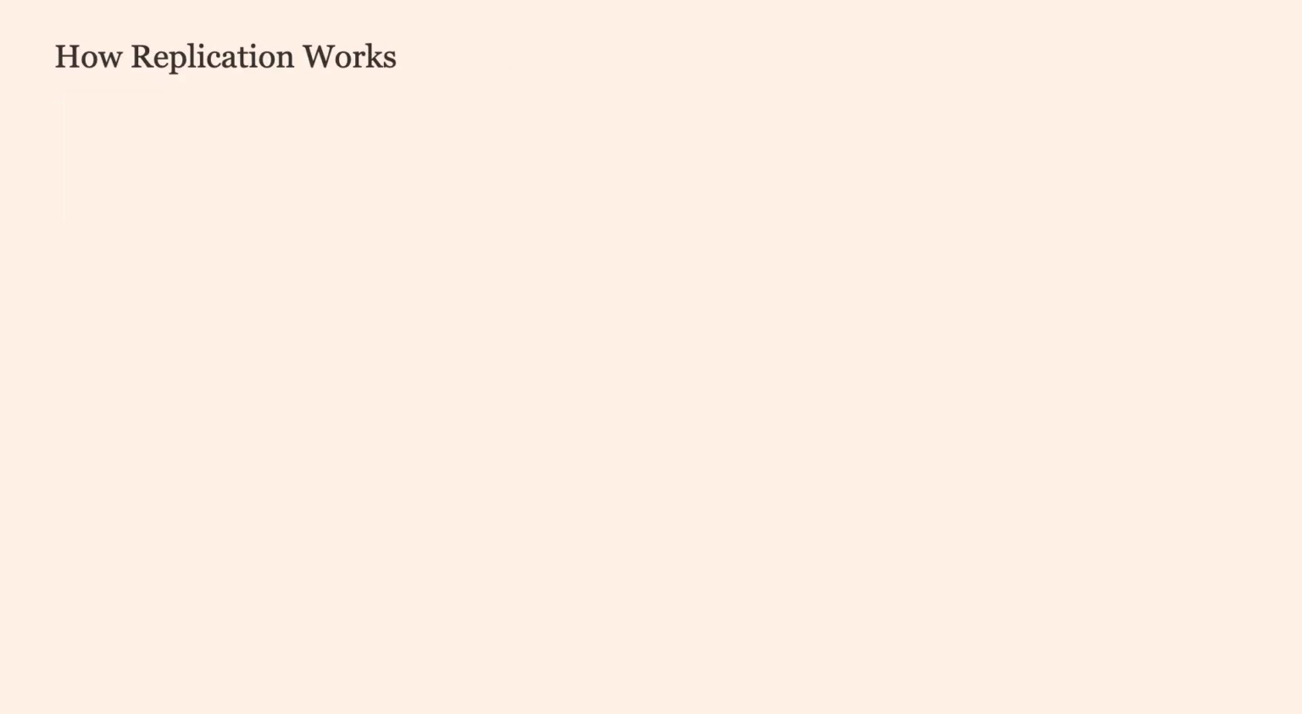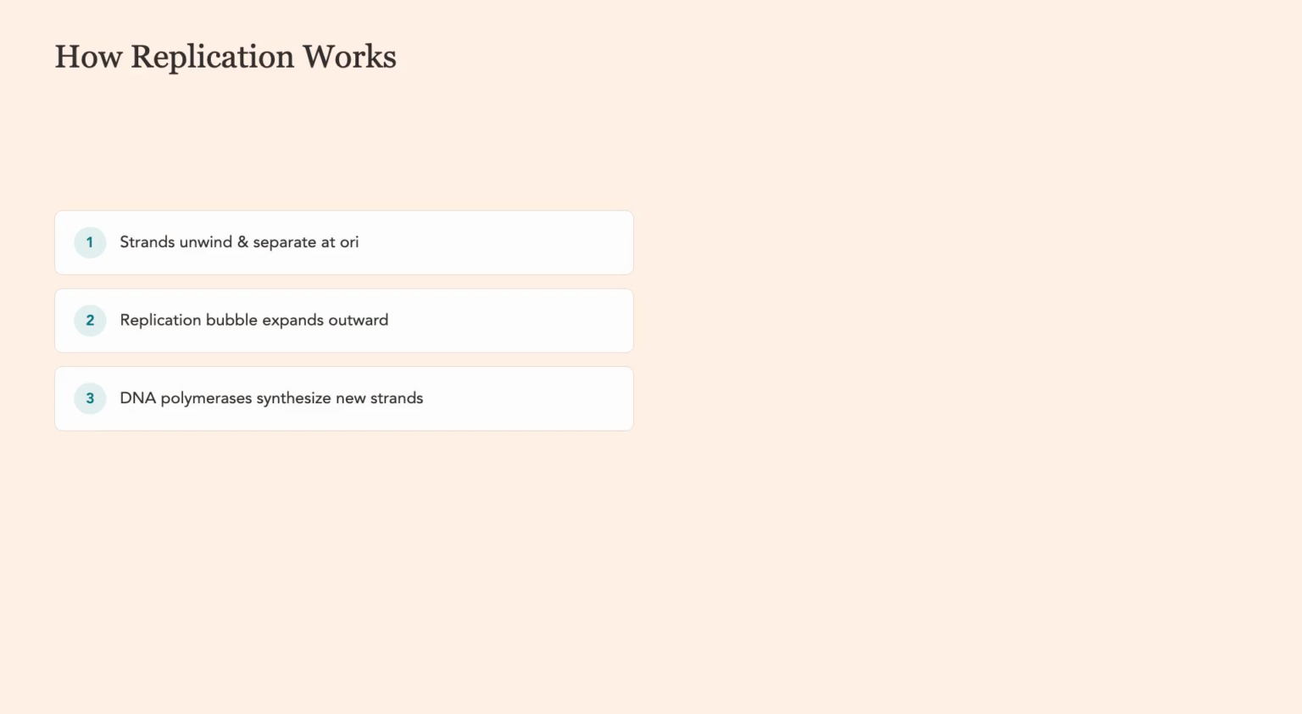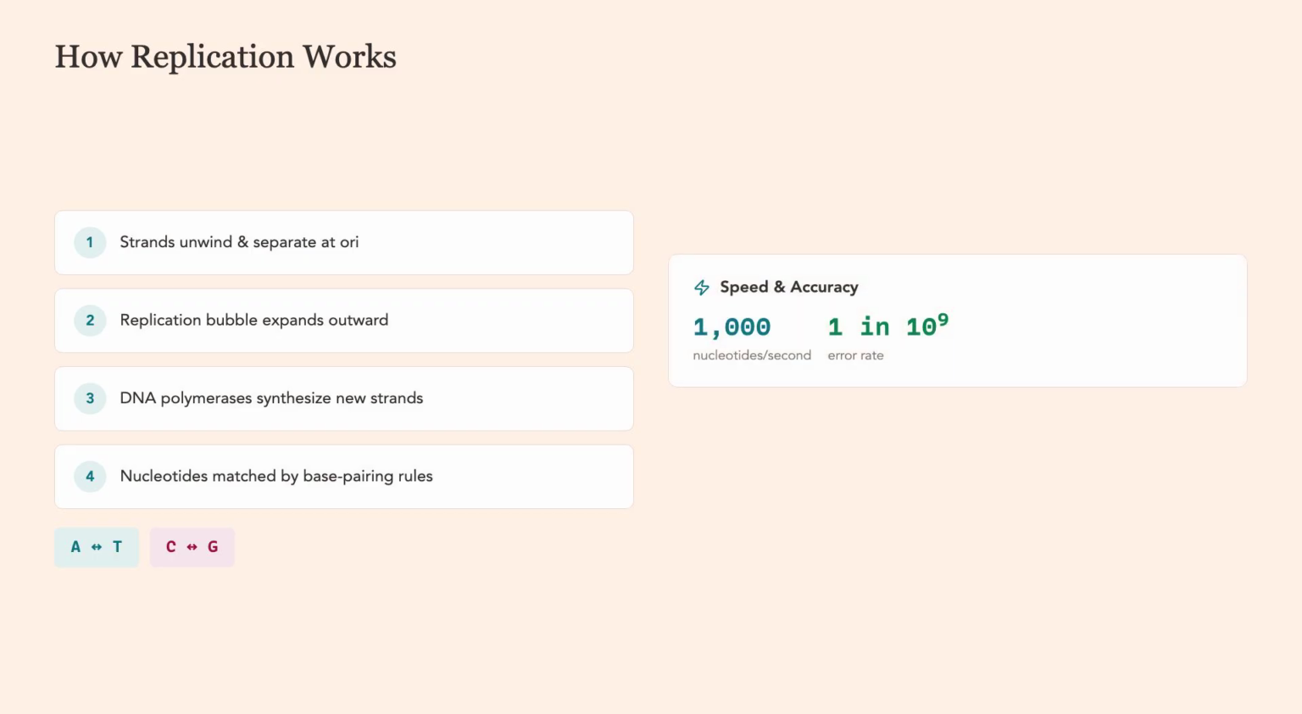Let's look more closely at how replication actually works at the molecular level. The process begins when the two DNA strands unwind and separate at the replication origin. This creates a replication bubble that expands outward in both directions. DNA polymerases, the molecular copy machines, then move along each separated strand and synthesize new complementary strands. They do this by matching nucleotides according to the base pairing rules. Adenine pairs with thymine. Cytosine pairs with guanine. The polymerases read the template strand and add the correct complementary nucleotide one at a time. This process is remarkably fast and accurate.